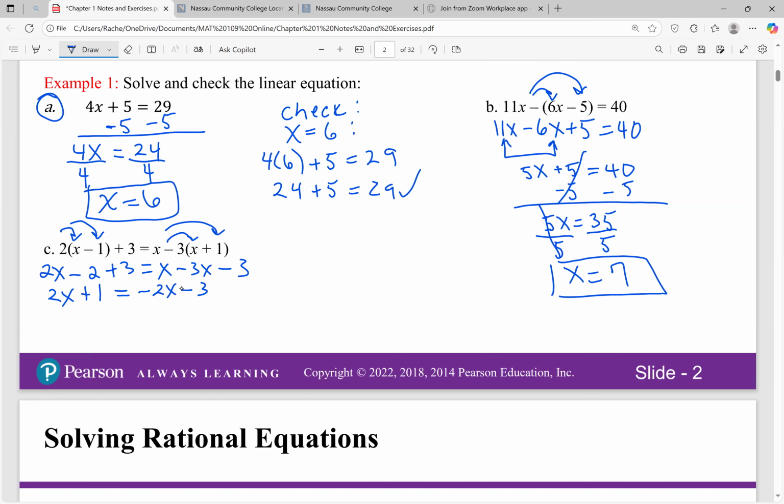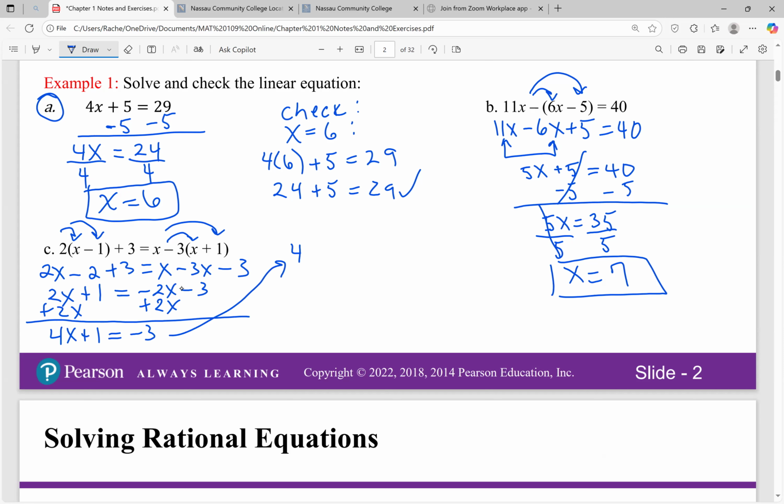And now it's time to gather variable terms to one side of the equation and constants to the other side. It honestly doesn't matter which way we go. I'm just going to bring the x terms, the variable term, to the left just to keep that positive, because if I add 2x to both sides, I'm going to end up with a positive x term. And then I'll bring the constants to the right-hand side. So look, I'm going to add 2x to both sides of the equation. So I'm going to get 4x plus 1 equals negative 3.